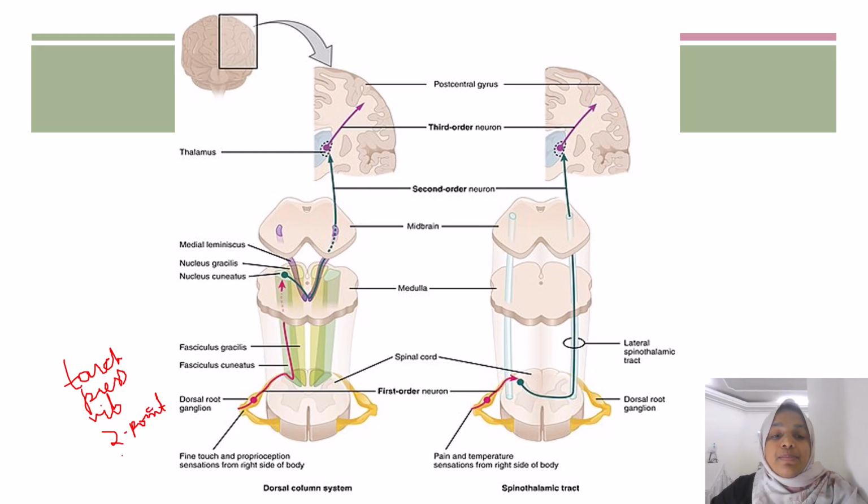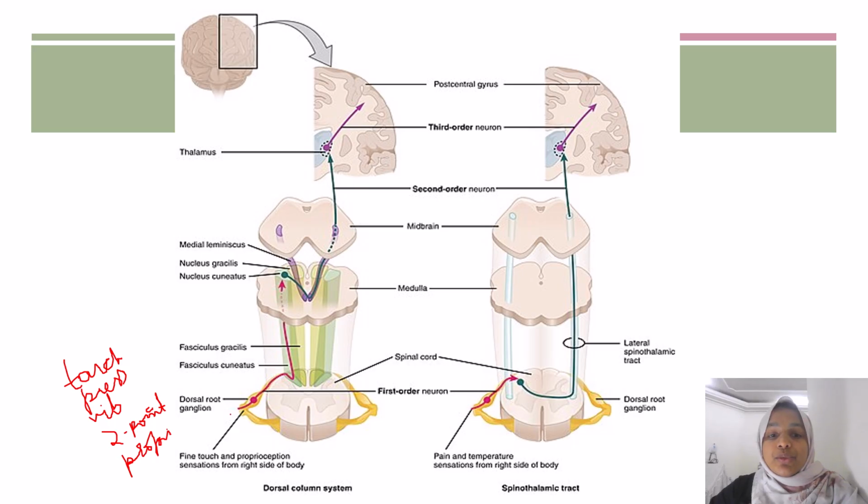And proprioception as well, like a joint sensation. If our joint is in a flexed position, the brain should know that it's in the flexed position. That sensation is carried again by the dorsal column pathway.